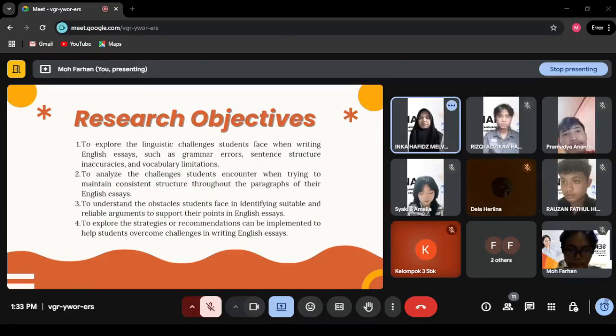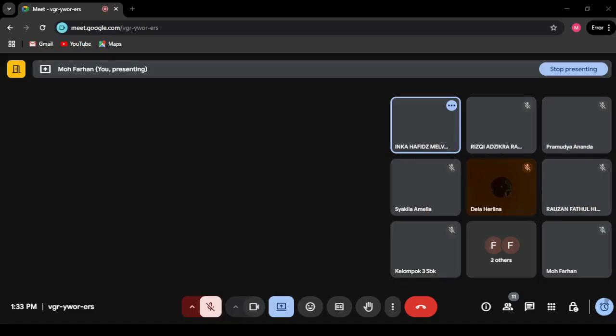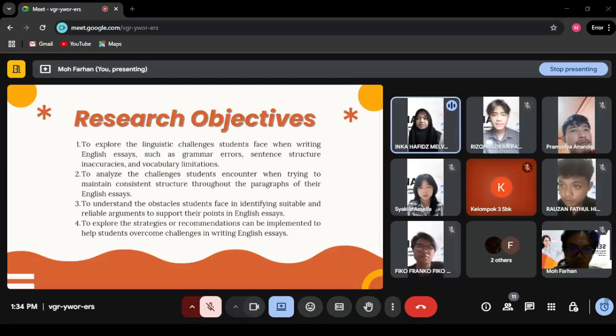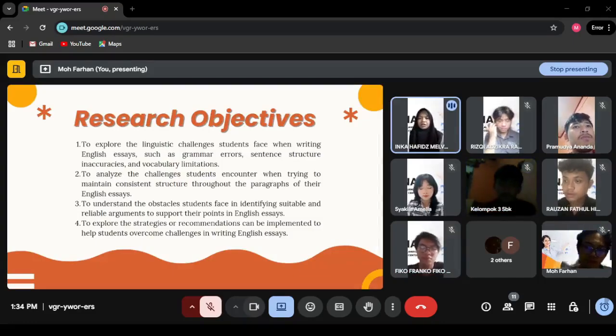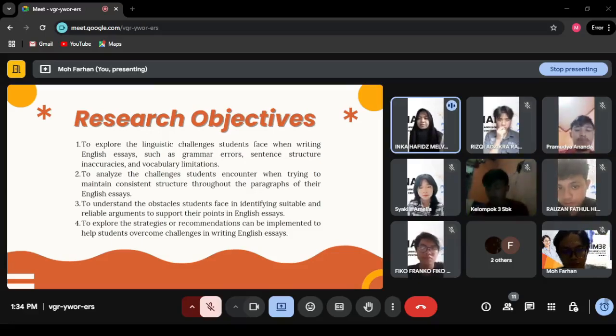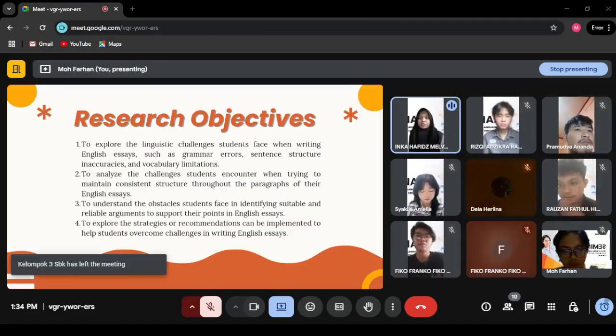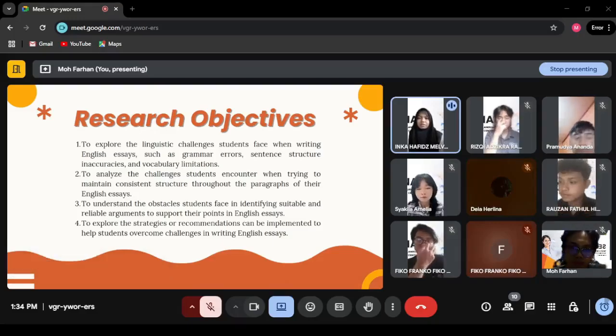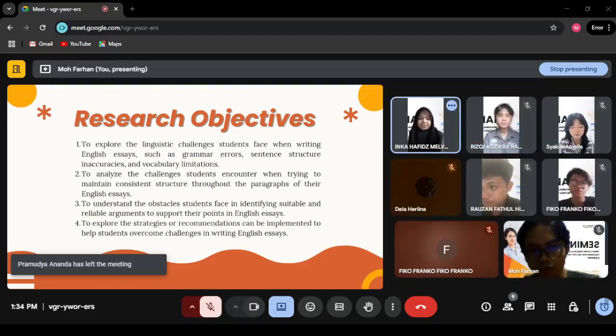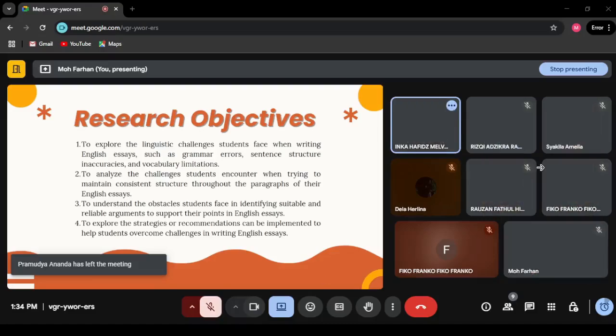Next is the research objective. First is to explore the linguistic challenges students face when writing English essays, such as grammar errors, sentence structure inaccuracies, and vocabulary limitations. Second is to analyze the challenges students encounter when trying to maintain consistent structure throughout the paragraphs of their English essays. Third is to understand the obstacles students face in identifying suitable and reliable arguments to support their points in English essays. And last is to explore the strategies or recommendations that can be implemented to help students overcome challenges in writing English essays. Next slide.